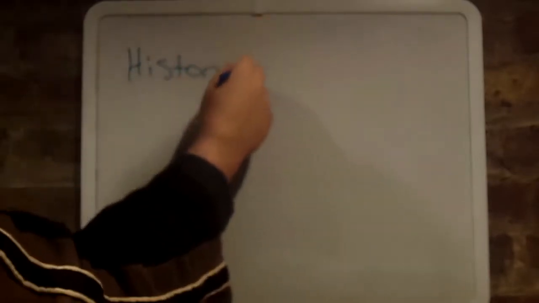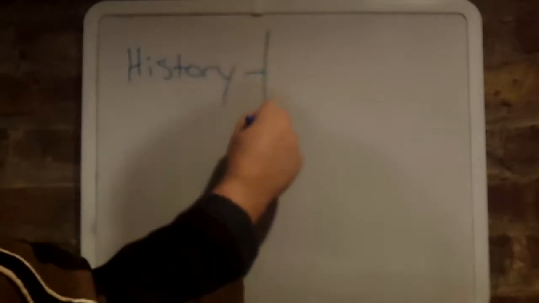Now, any discussion of history is by necessity going to have to leave things out. You can't talk about everything, or you'd talk all day. And I'll be writing this in a happy blue marker instead of my usual black one. So history basically boils down, I would say, to two major components.